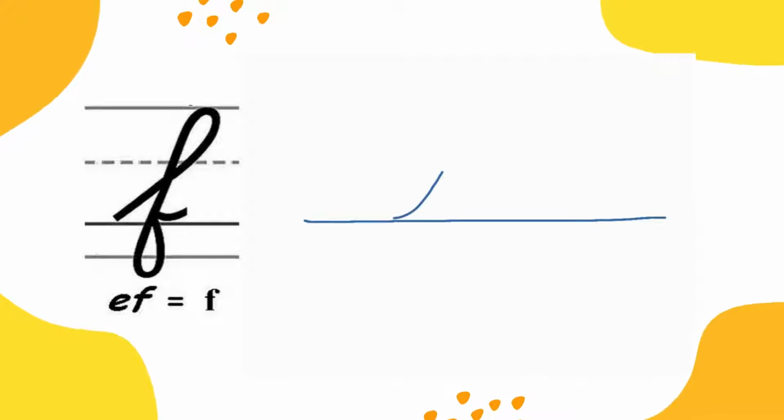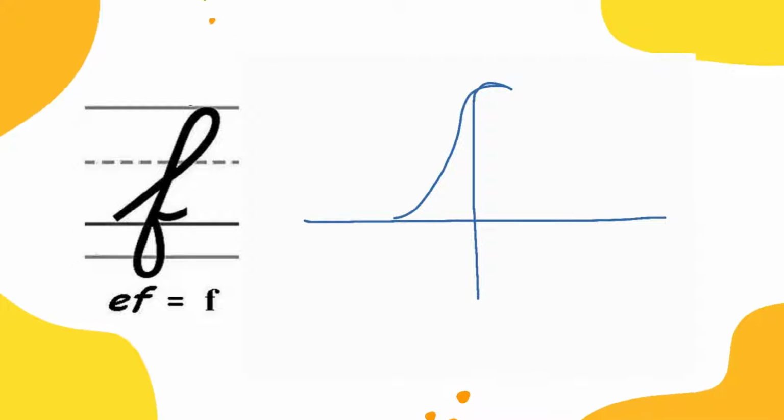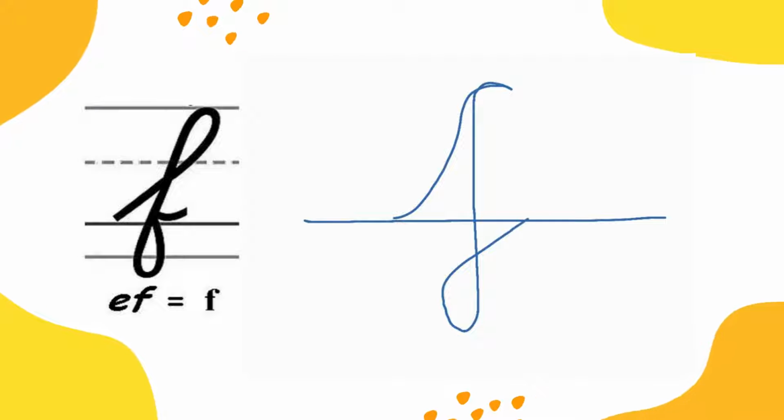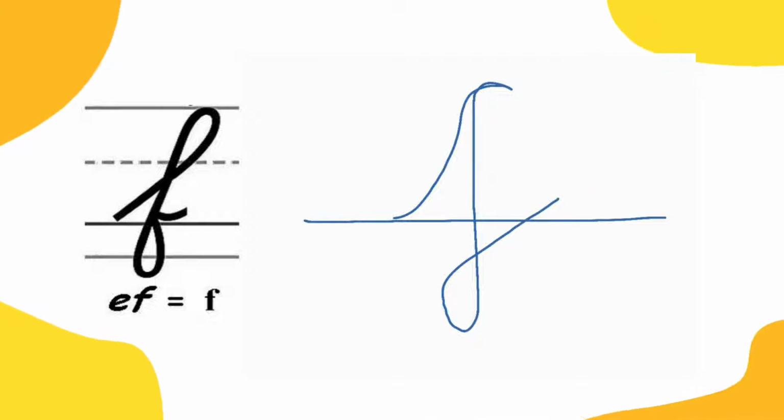Can you draw an F like me? Back down, past the line, around and out.